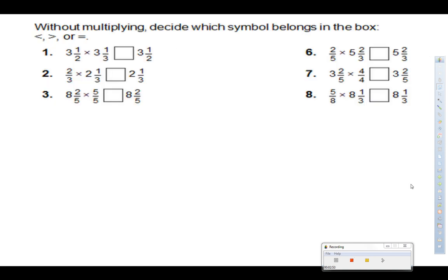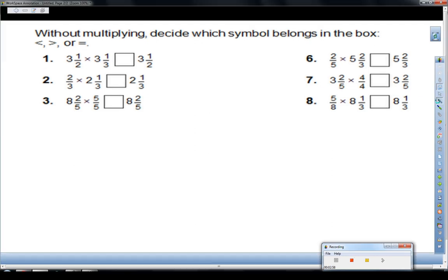So let's try some. I think we'll do one together, and then I'm going to let you try the rest on your own. Here we have 3.5 times 3 1/3. Notice that both of my numbers are bigger than 1, so it's going to get bigger. Use your notes, see if you can figure out the rest of them.